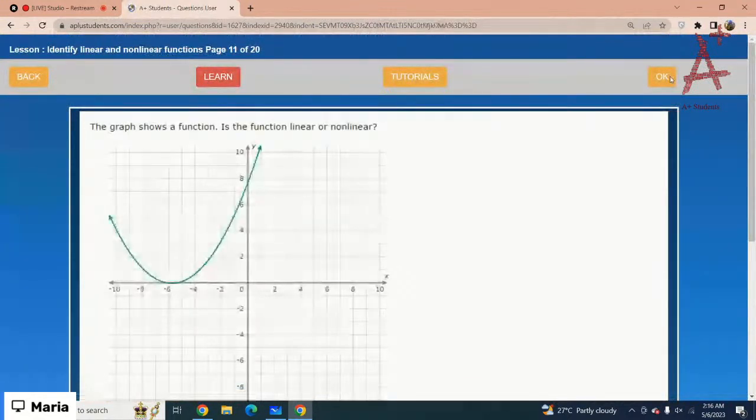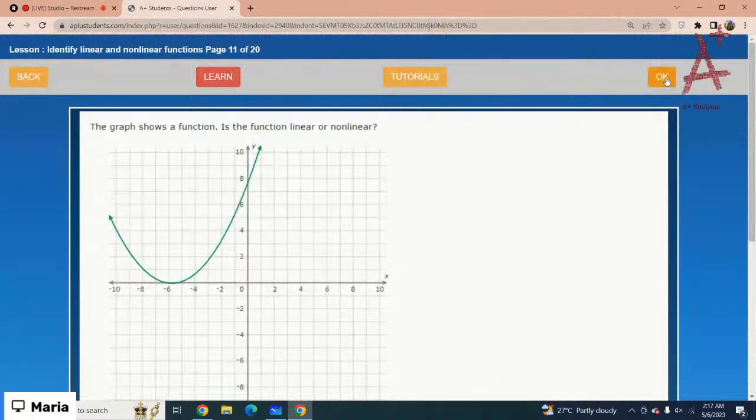The graph shows a function. Is the function linear or non-linear? This is a non-linear function.